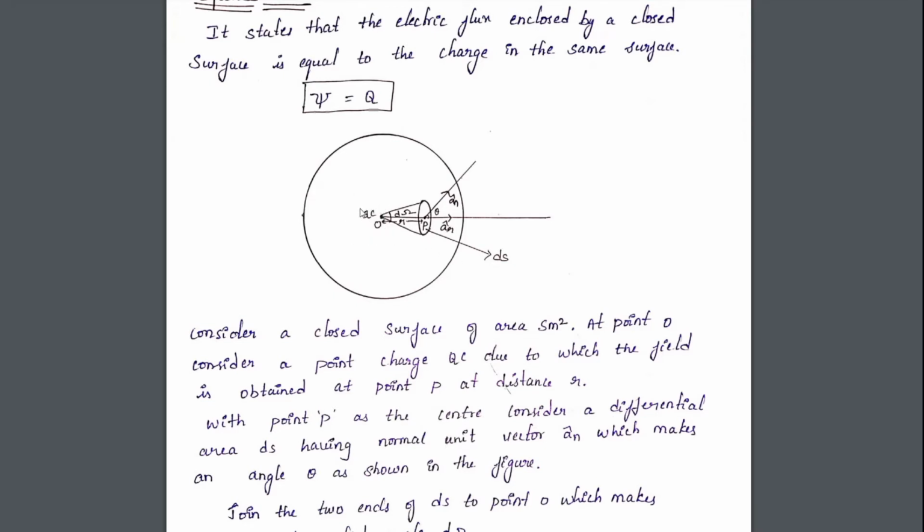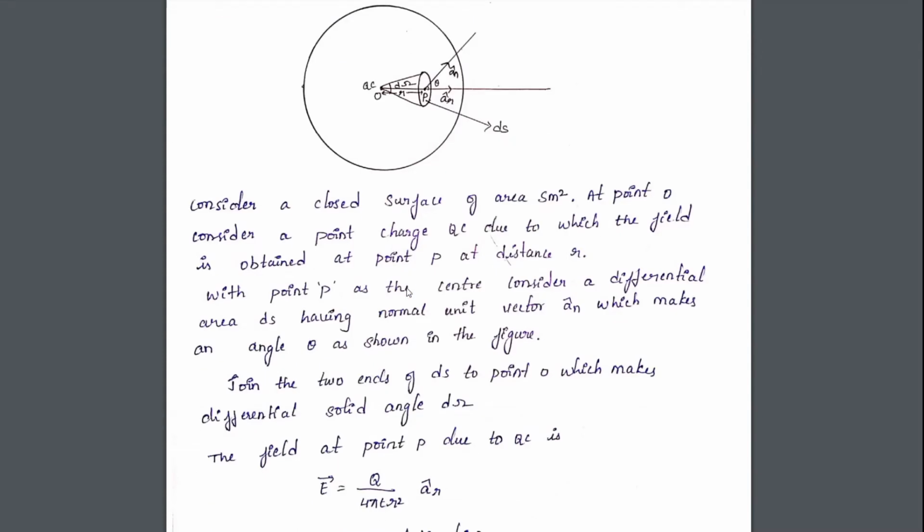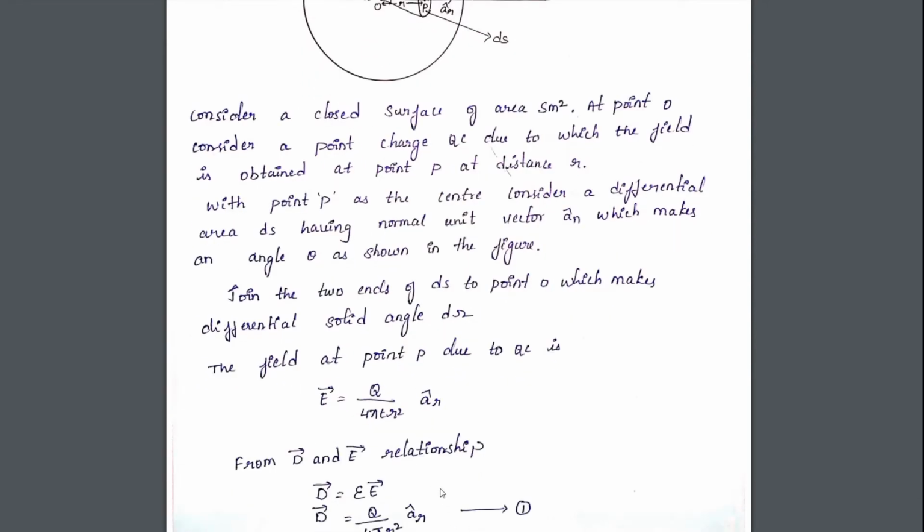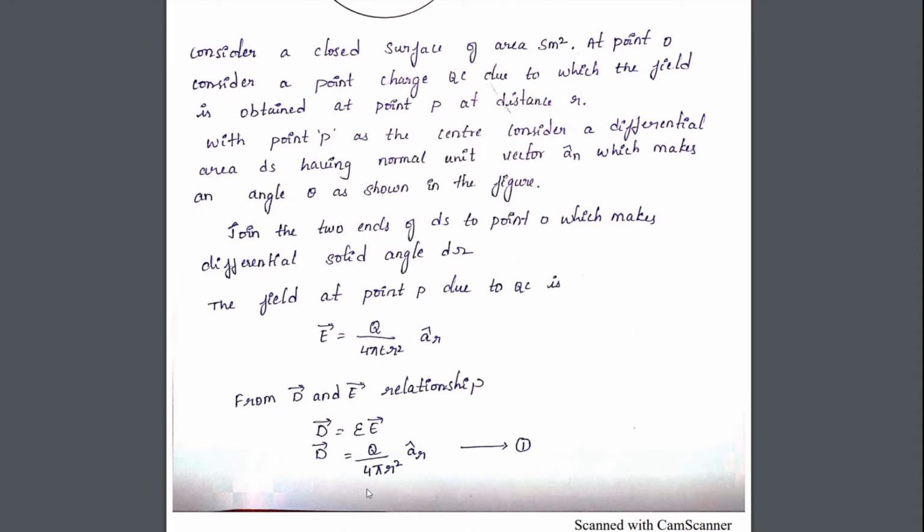Due to this Q coulombs at the point P at a distance r, first you calculate the field. What is the field? Q by 4 pi epsilon r square into AR. Once you calculate E, what should you find? D, that is epsilon into E. If you do, you'll get the value for D. Then you know the relationship between flux and flux density.